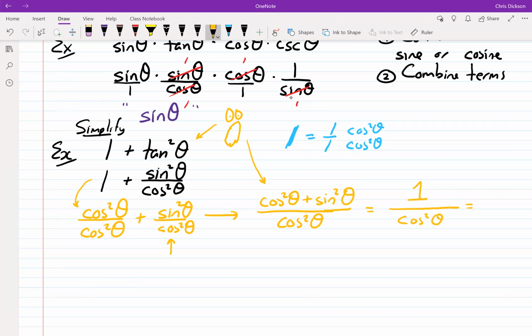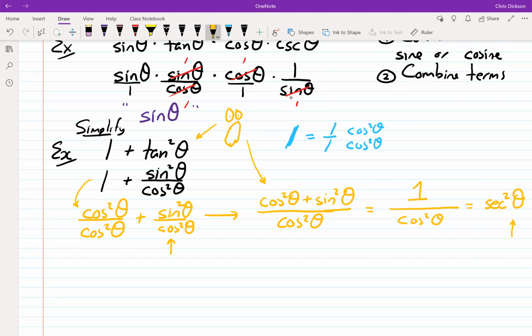Now, if this was a written question and you stopped here, I would agree with you, that's pretty simplified. But you could do one more step. I'm just thinking, if this was a multiple choice question, I would always simplify as much as possible. And we know that 1 over cos is the same as secant. So this would be the same as secant squared theta. And that's much more simple now in terms of the original statement.